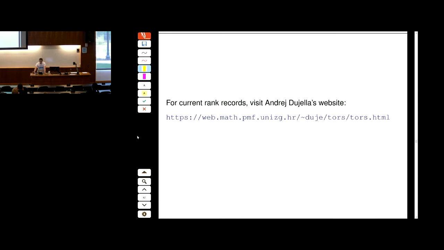So you can actually look at current rank records. There's a website, the website that got me into this business, where Andrej Dujella keeps track. He is keeping track of all the historical records of what ranks have been known when, and actually by torsion families. The elliptic curve that Elkies found has trivial torsion. But what if we want Z mod 2 torsion and high rank? Then there is a very different record there, I think also by Elkies. But you change the torsion subgroup, and then the ranks change.